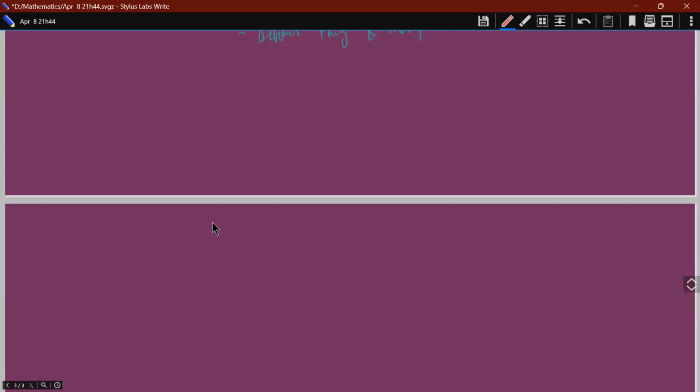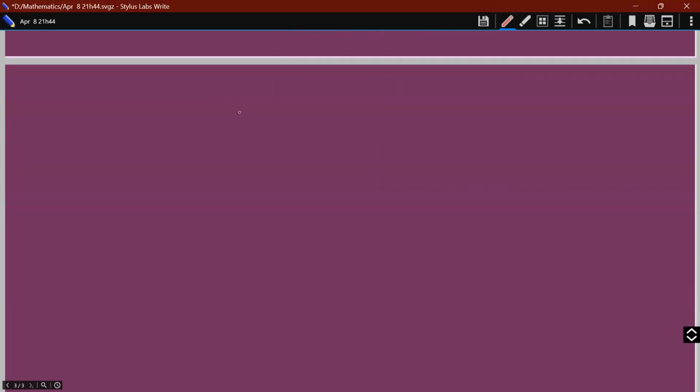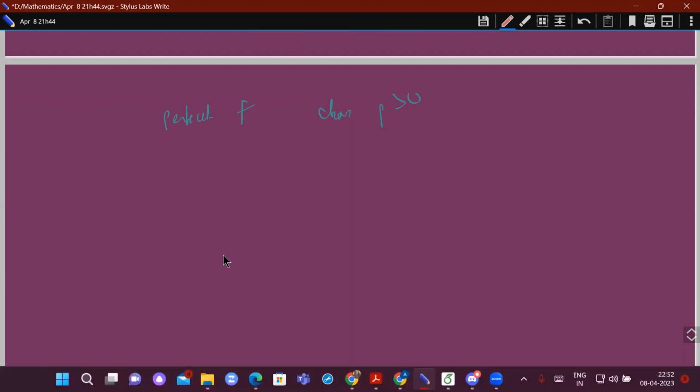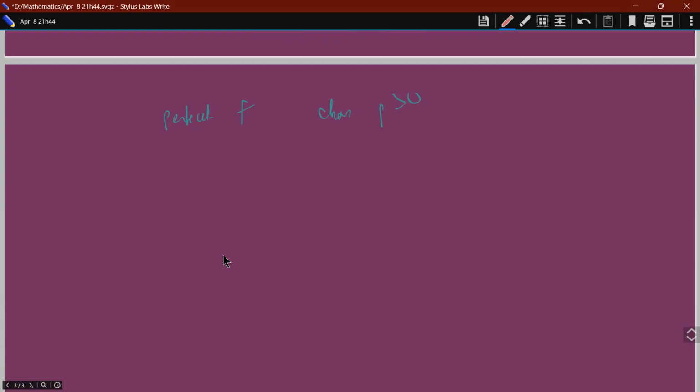In order to talk about the Witt vector construction, first let's fix a perfect field F with characteristic P. I won't go through all the details, but I'll try to motivate and talk about the theory of Witt vectors. The theory of Witt vectors allows us to express this field F that we have fixed as a quotient.